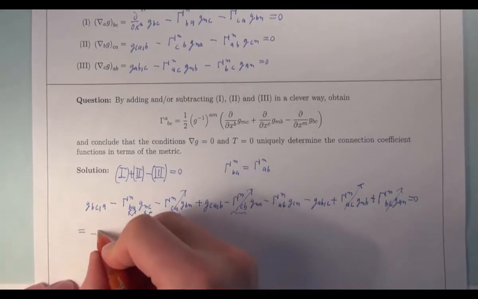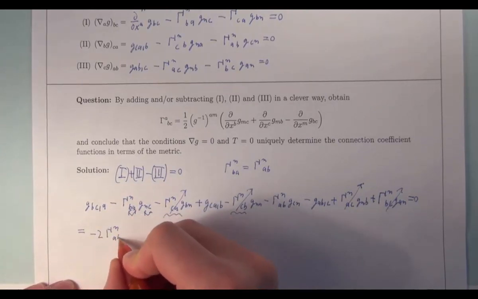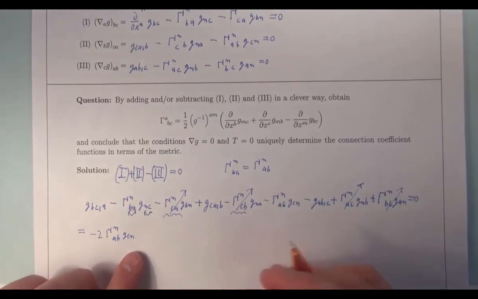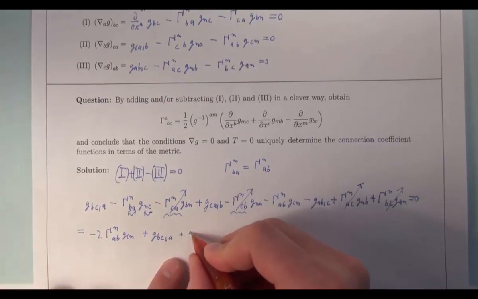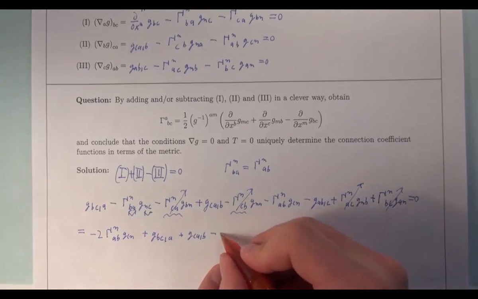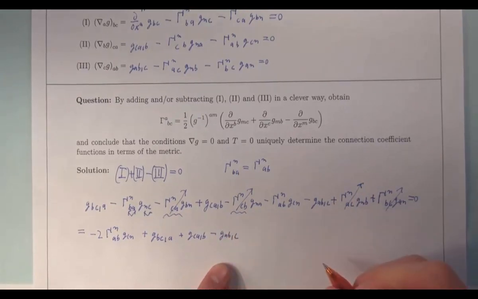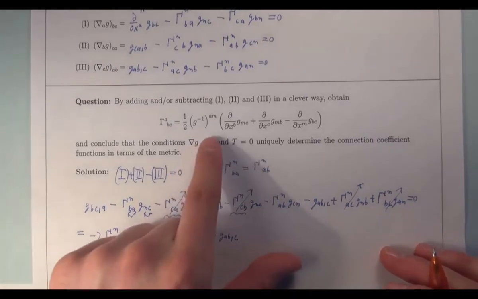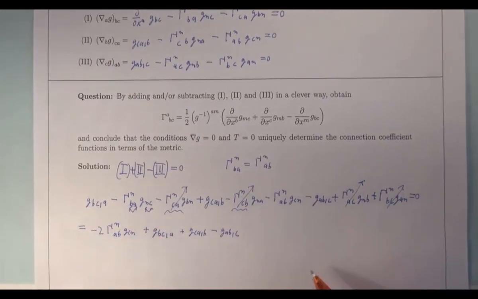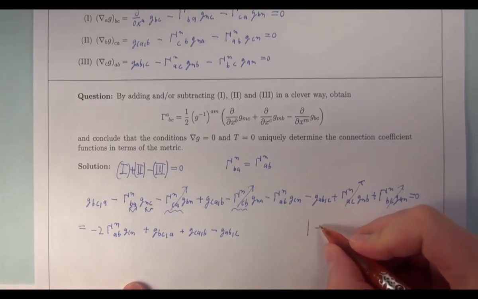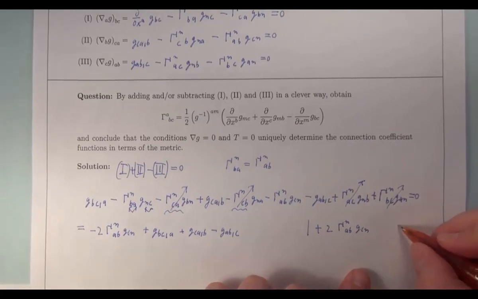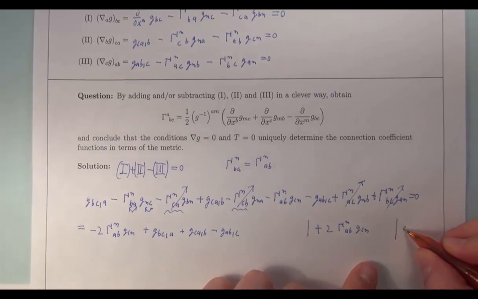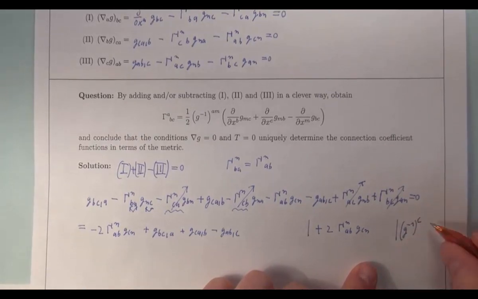So this is equal to minus 2 gamma^N_AB G_CN plus G_BC,A plus G_CA,B minus G_AB,C. So in order to get to this equation, we have to bring this on the other side and multiply with the inverse metric. So make plus 2 gamma^N_AB G_CN and multiply both sides with G inverse CM.